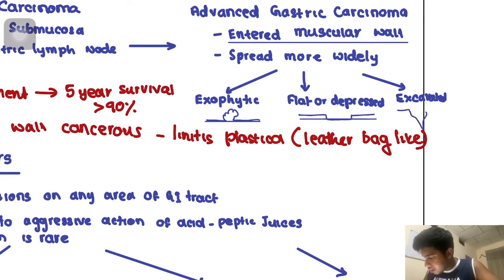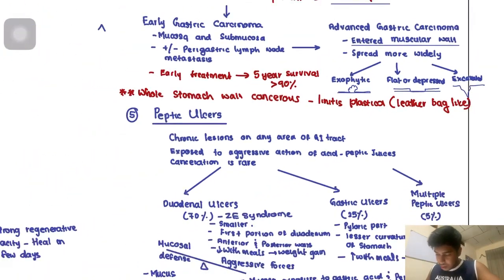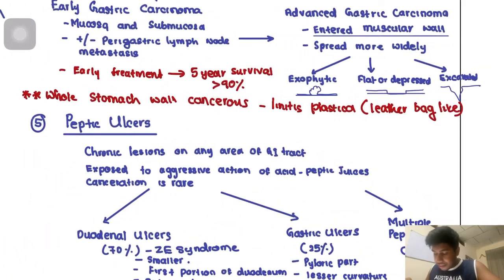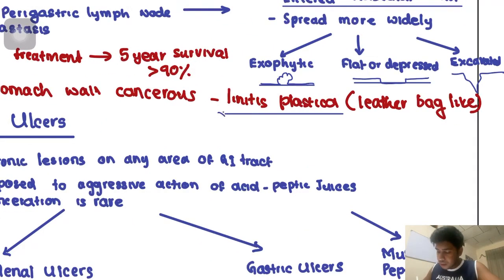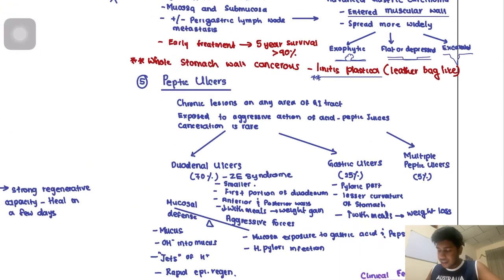Or excavated, sorry. Okay. If the whole stomach wall is cancerous, if the entire wall of the stomach is replaced by cancer cells, it is called linitis plastica. Okay. This word is important. Linitis plastica, and it has an appearance like a leather bag. Okay. It looks and feels like a leather bag.